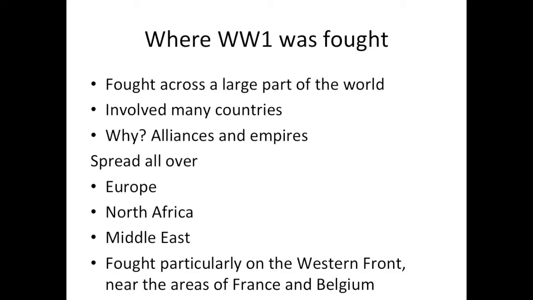Where World War I was fought. Unlike earlier wars, World War I was fought across a large part of the world and involved many countries. This was because alliances were formed, and countries all over the world were owned by empires at the time, such as Australia was owned by Britain, so it had to participate in the war. The war spread all over Europe, North Africa, and the Middle East, and was fought particularly on the Western Front, near the areas of France and Belgium.